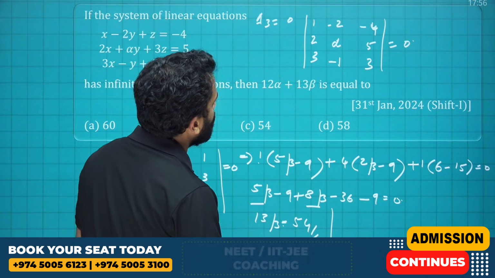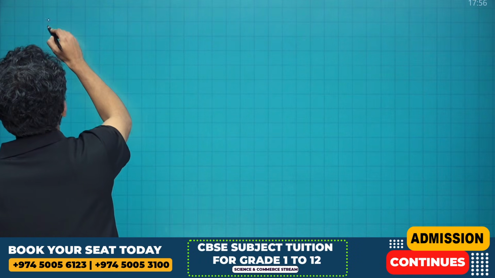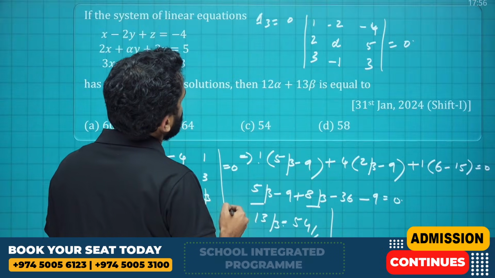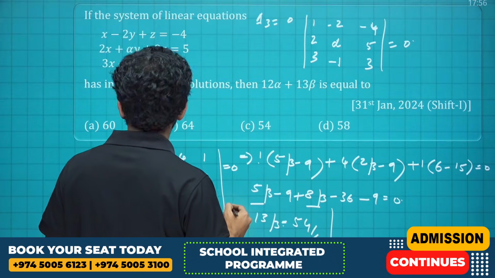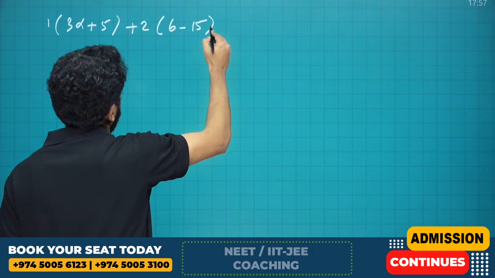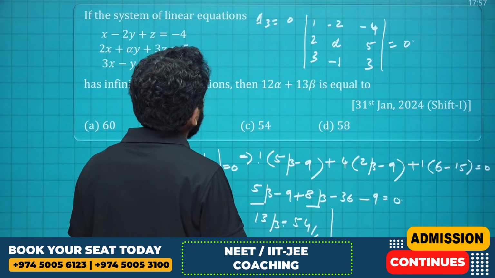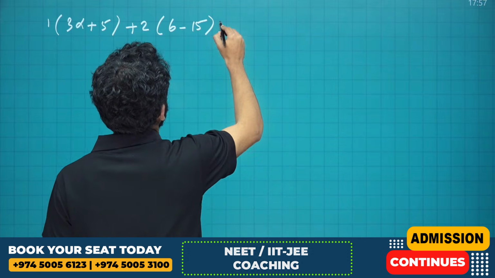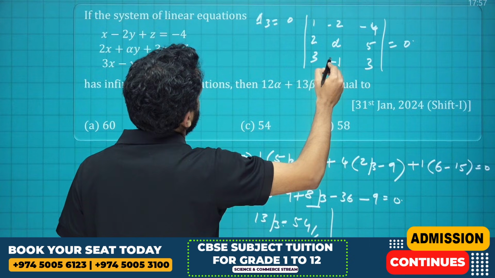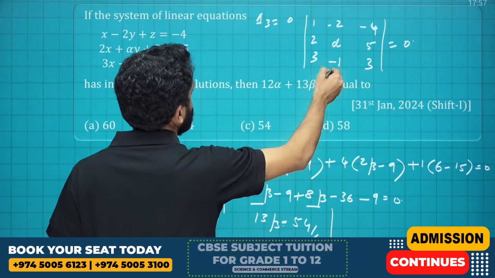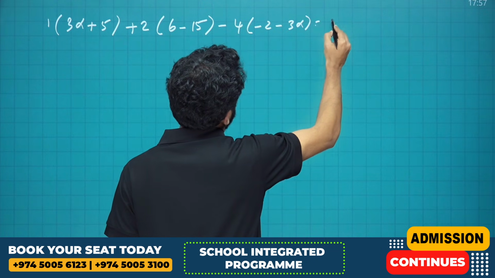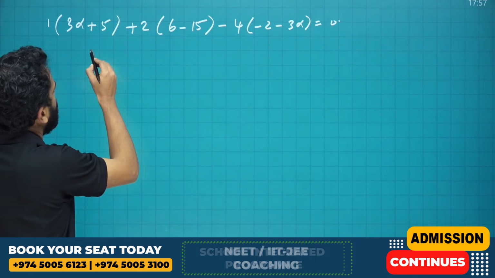That is 1 into 3 alpha plus 5, plus 2 into 6 minus 15, and minus 4 into minus 2 alpha minus 3 alpha. Minus 2 minus 3 alpha, right? Which is equal to 0. Okay, just open the bracket, you will get the value of alpha.